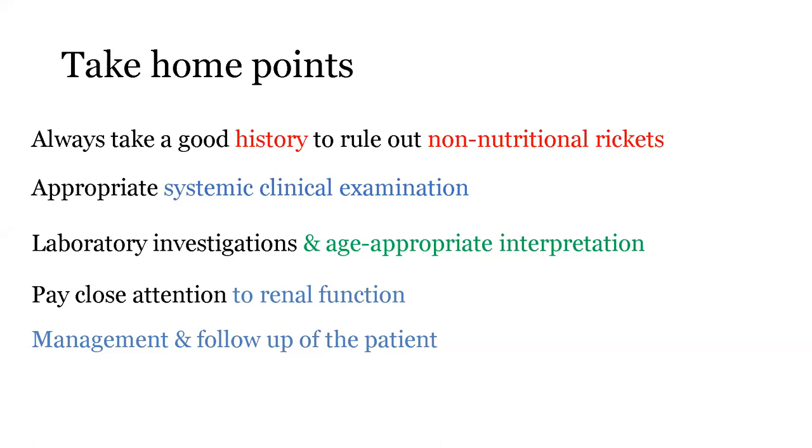Then we need to look at specific systemic and clinical examination, where features like dental abscesses, alopecia, and disproportionate short stature all point towards hereditary forms of rickets. Lab investigations should be appropriately interpreted, and they have a major role in deciding the further workup of a case of rickets. It's important to use age-appropriate interpretations of these lab values.